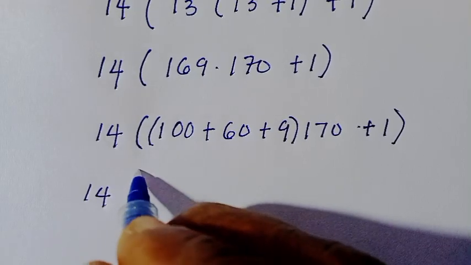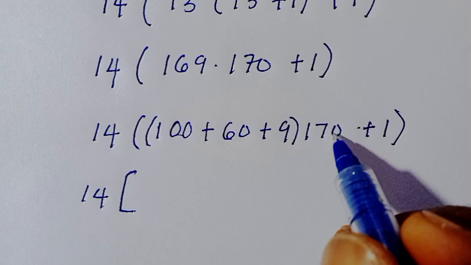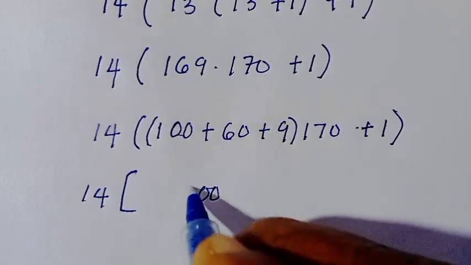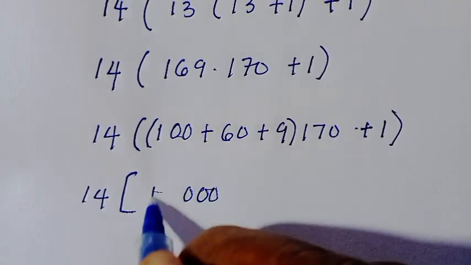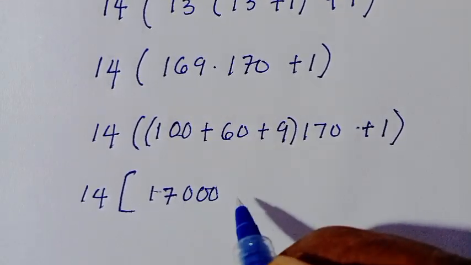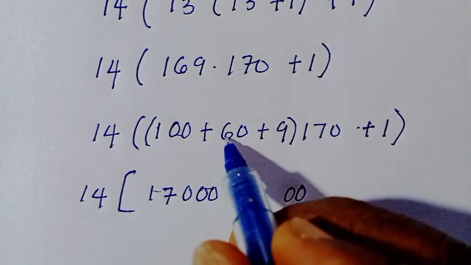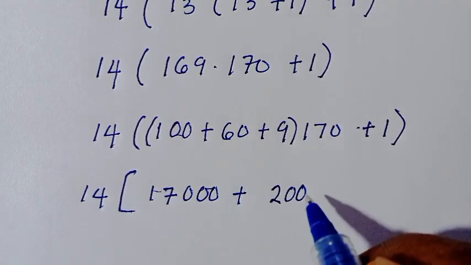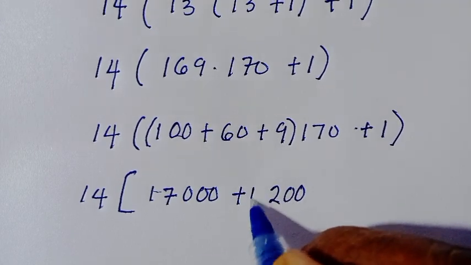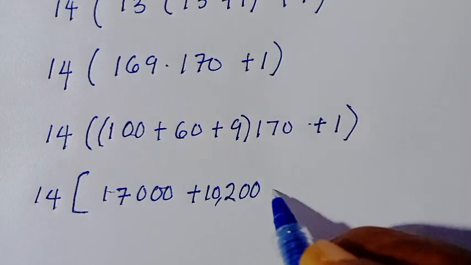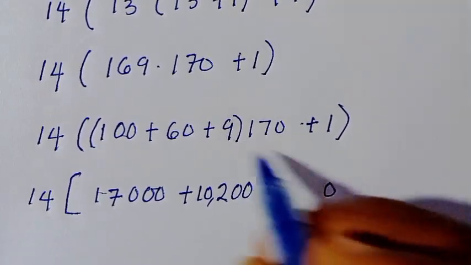Then we have 14 into bracket of 100 multiplied by 170. We have 3 zeros. We are going to write 3 zeros. Then 1 multiplied by 17, that is 17,000. Plus also here is 2 zeros. We write 2 zeros. Then 6 times 7, that is 42. Then carry 4, and 6 times 1, that is 6, plus 4. We have 10,200, plus also 9 multiplied by 170.